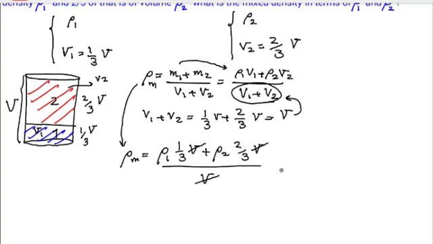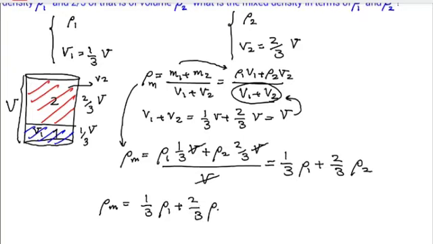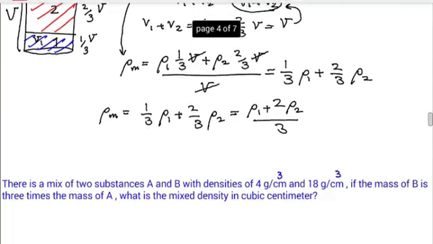So what is left is 1/3 of rho of 1 plus 2/3 of rho of 2. Or the mixed density we can write as 1/3 of rho of 1 plus 2/3 of rho of 2, which is equal to rho of 1 plus 2 times rho of 2 over 3. So we could write the mixed density in terms of individual densities. Okay, let's pay attention to a more difficult question.